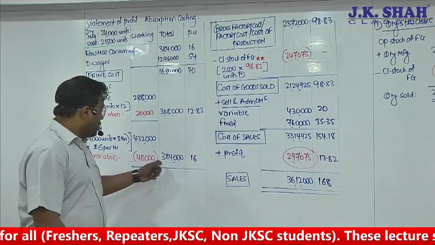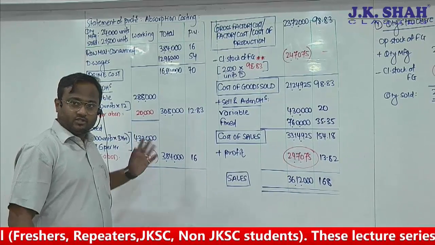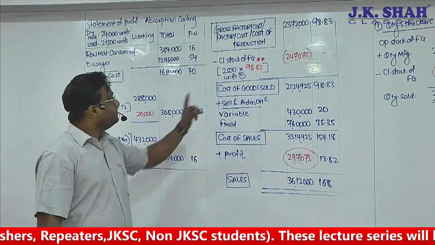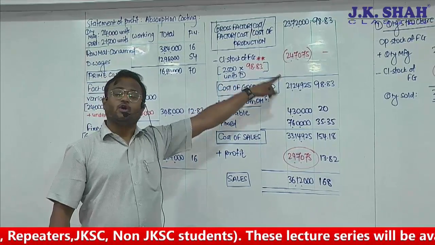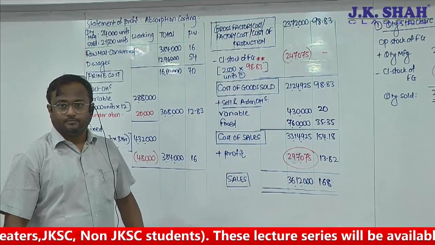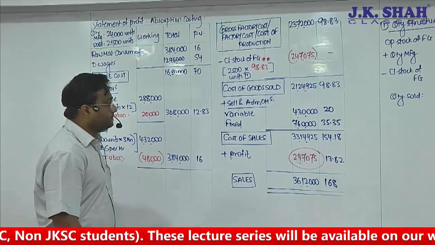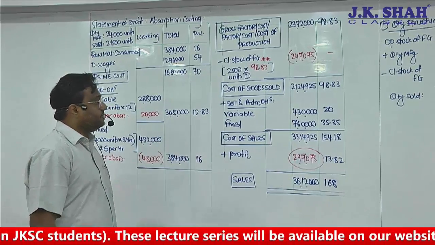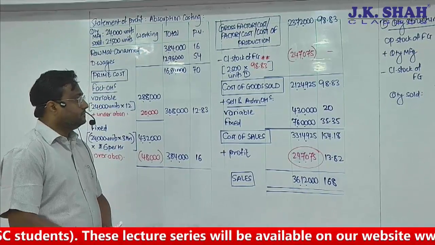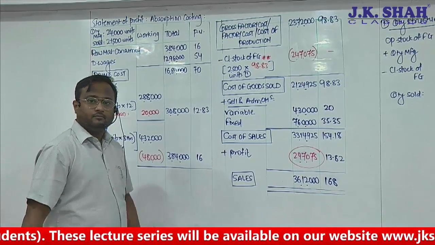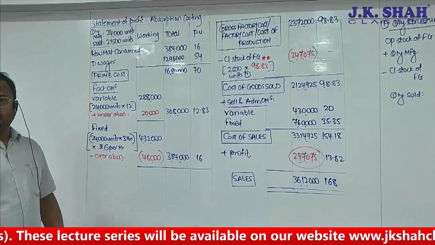Here, my cost is already at actual level because I adjusted under over absorption. That means my stock is also valued at actual cost. This is what I have. So this is as per absorption costing.